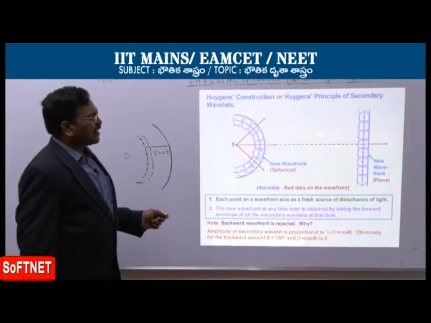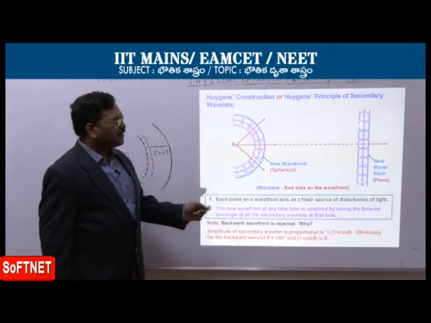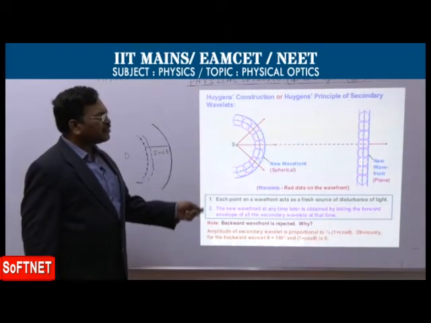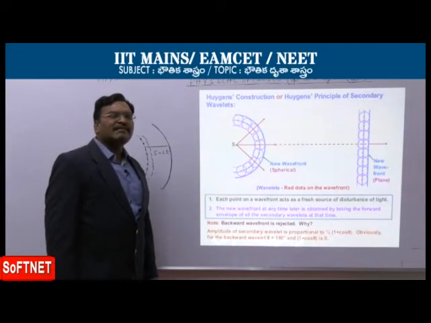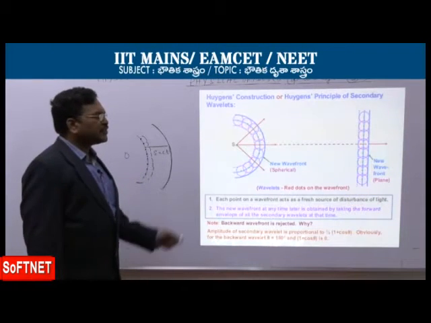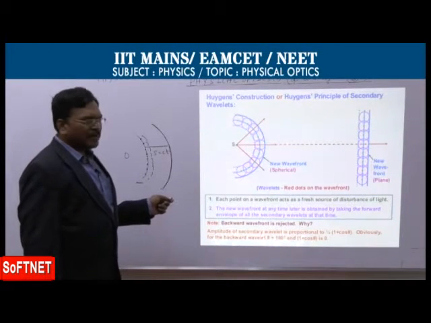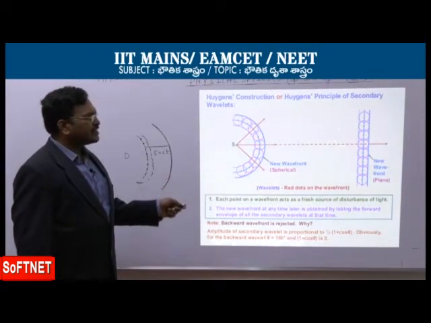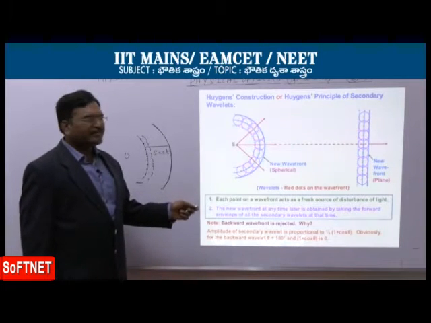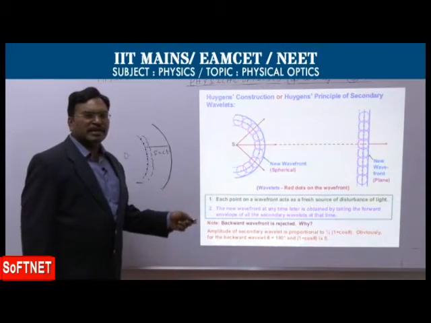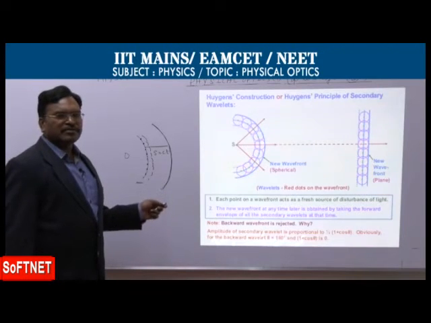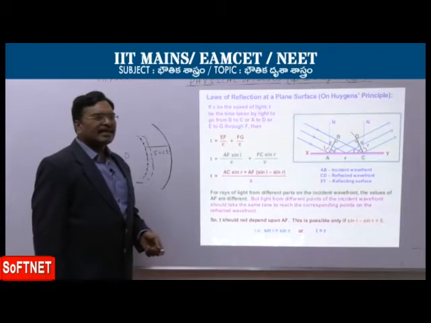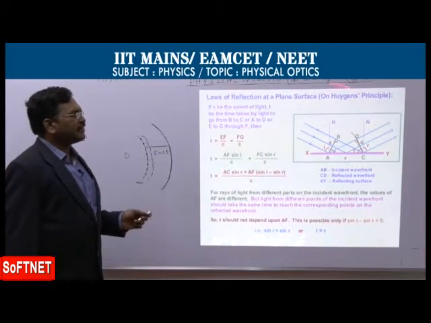Now, suppose after a long time the wavefront reaches here as a spherical wavefront. But with respect to the source, it appears to be what? A plane wavefront. It is a spherical wavefront, but for a distant object it appears to be what? Plane. Now, a point source of light produces what? A spherical wavefront. If the distance increases, after a long time, that spherical wavefront appears to be a plane wavefront. Spherical wavefront appears to be what? Plane wavefront.